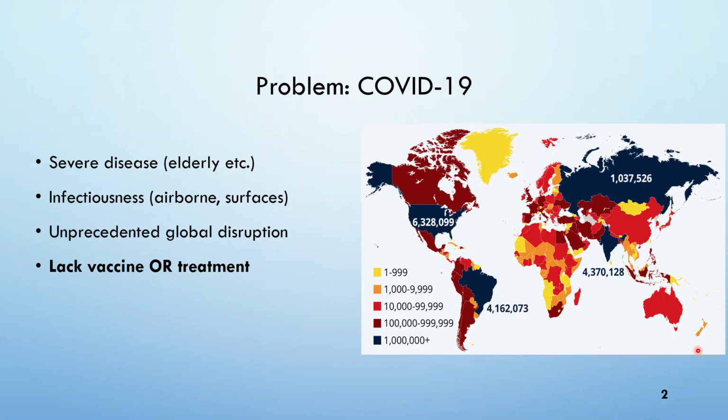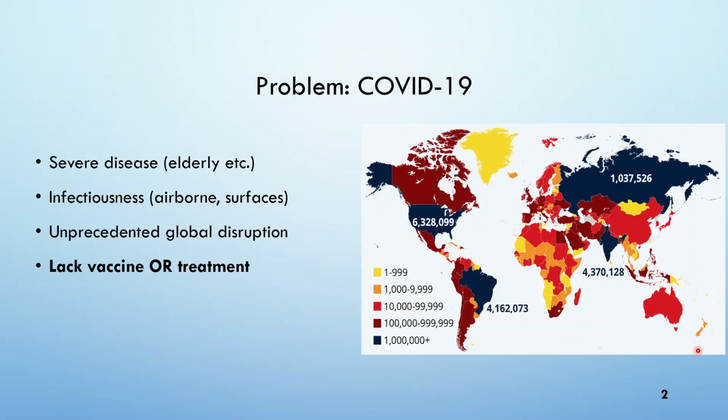So the problem, as everyone knows, is the worldwide COVID-19 pandemic, where SARS-CoV-2 causes severe respiratory failure, especially in at-risk groups like the elderly whose immune system cannot clear the virus. It is also extremely infectious, causing forced lockdown measures across the world. And this is an issue that has never happened before.